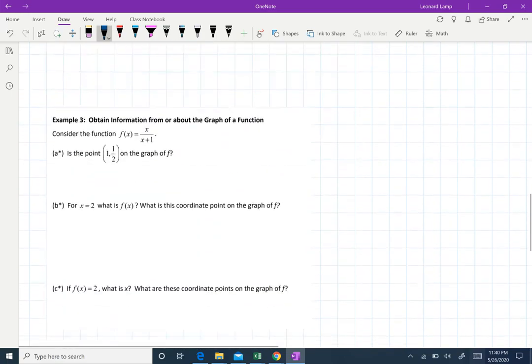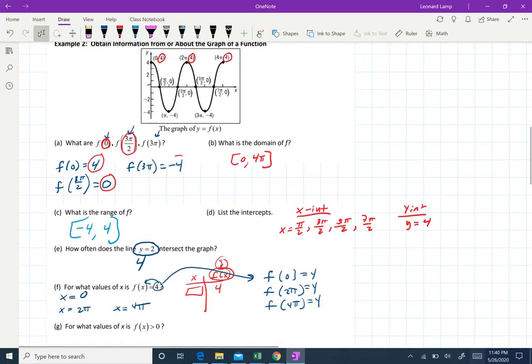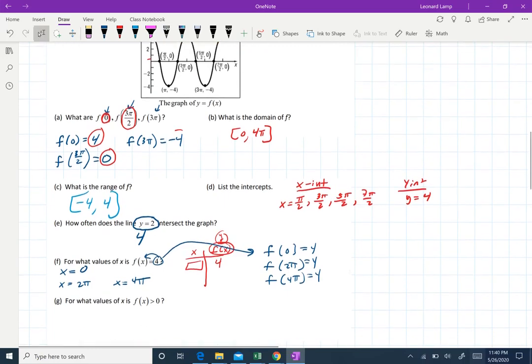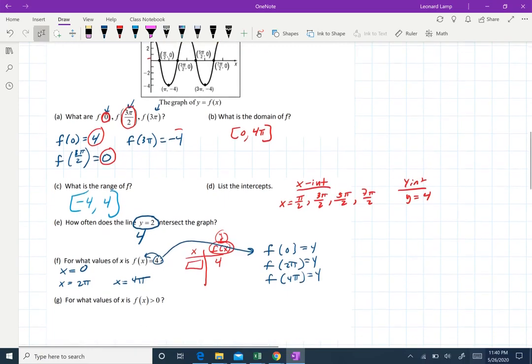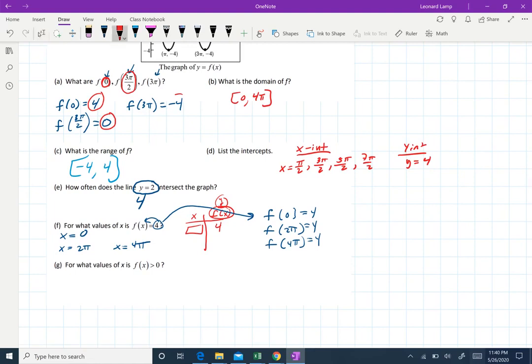All right, so G, I think there are only a couple more questions here. Okay, so for G, it wants to know for which values of x is f of x greater than 0? Okay, if it helps, remember this f of x is just the same thing as a y, right?